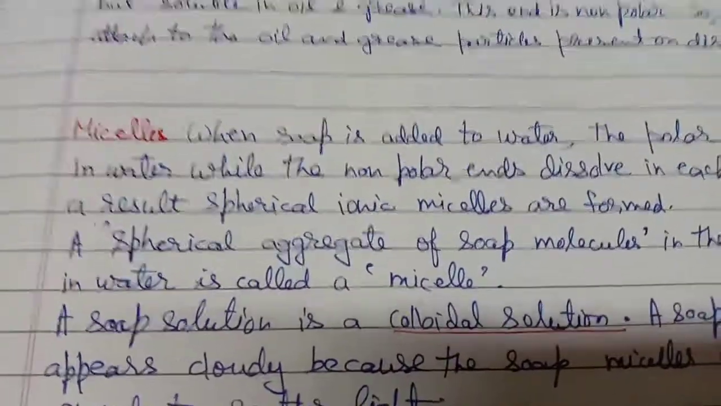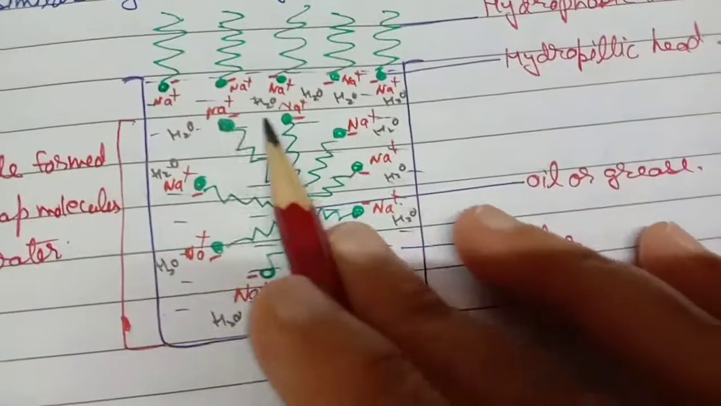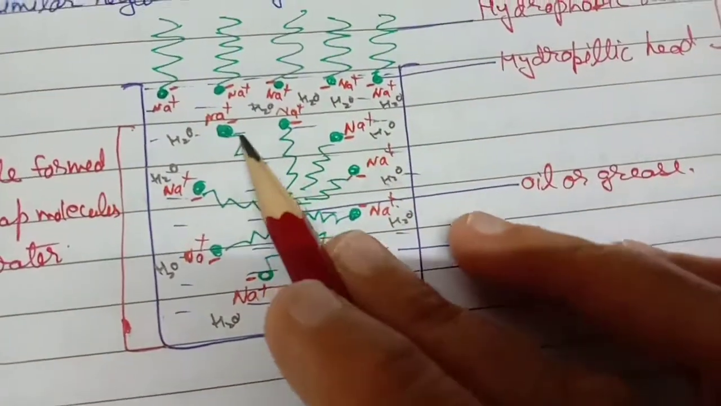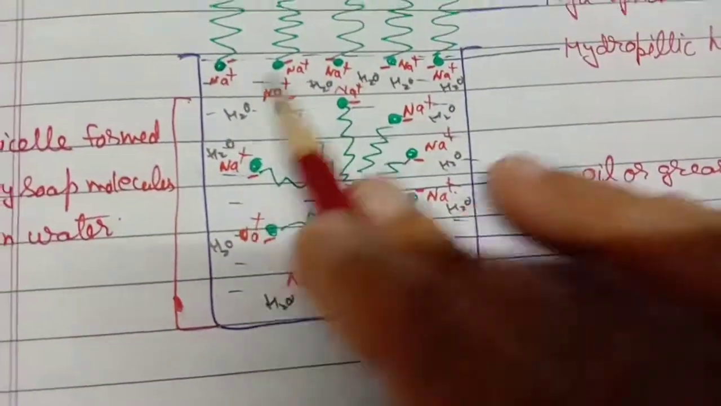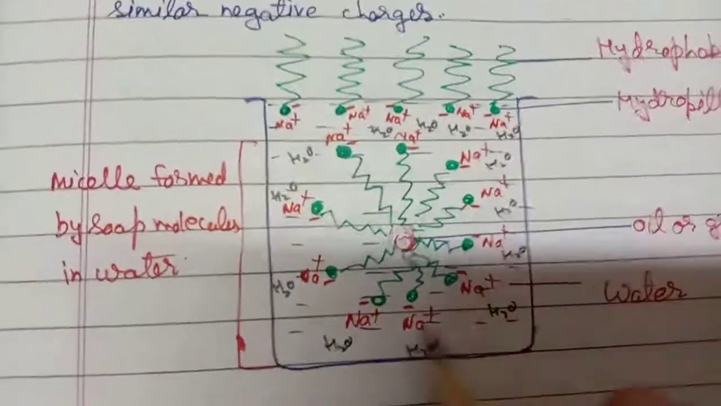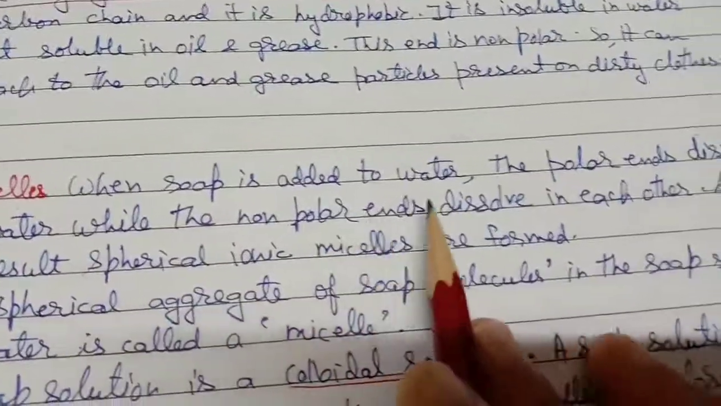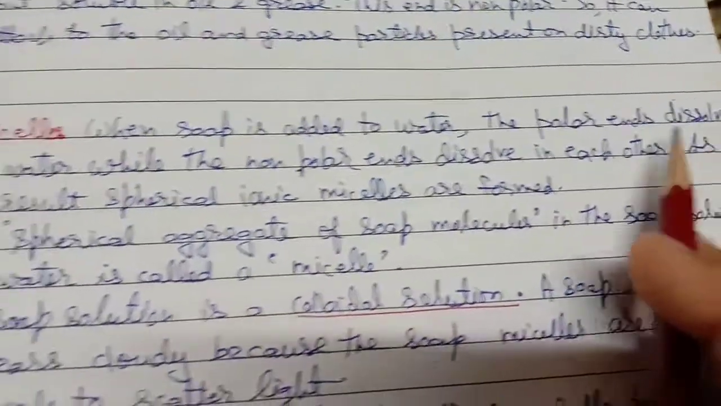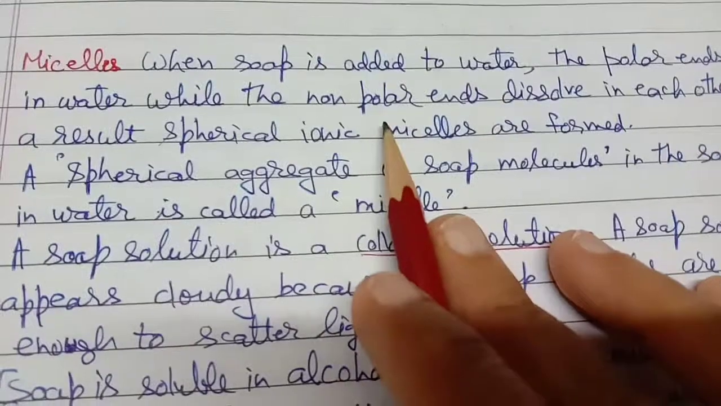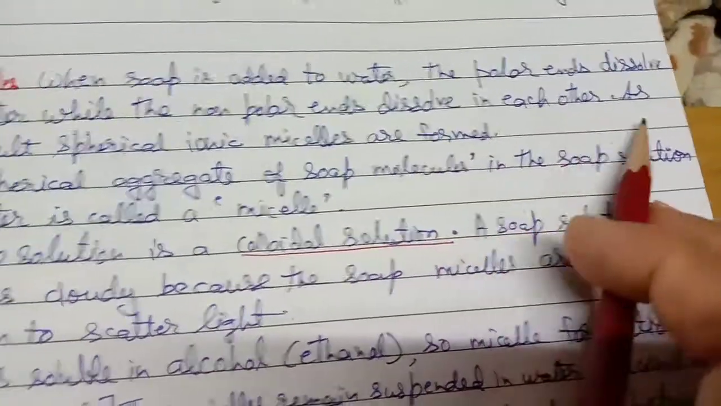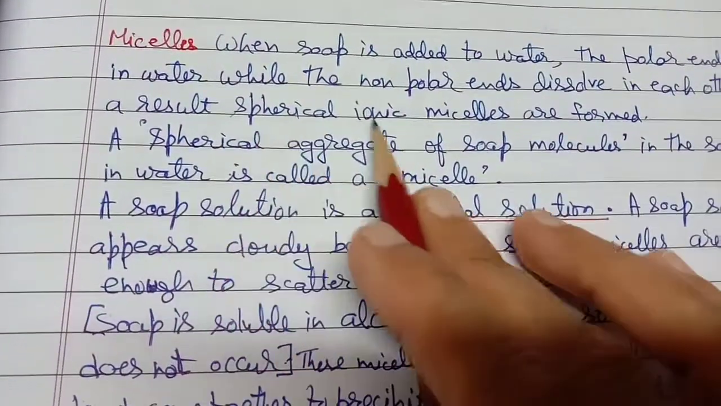So now there is micelle formation. This aggregate of molecules, you can see these green colored heads, all of these are soap molecules. When they gather in one place and get oriented, they are known as soap micelles. When soap is added to water, the polar ends dissolve in water. Polar ends means head, while the non-polar ends dissolve in each other. As a result, spherical ionic micelles are formed.